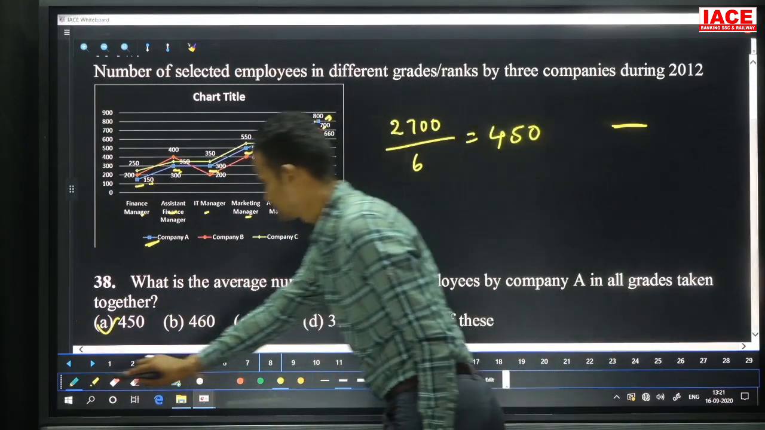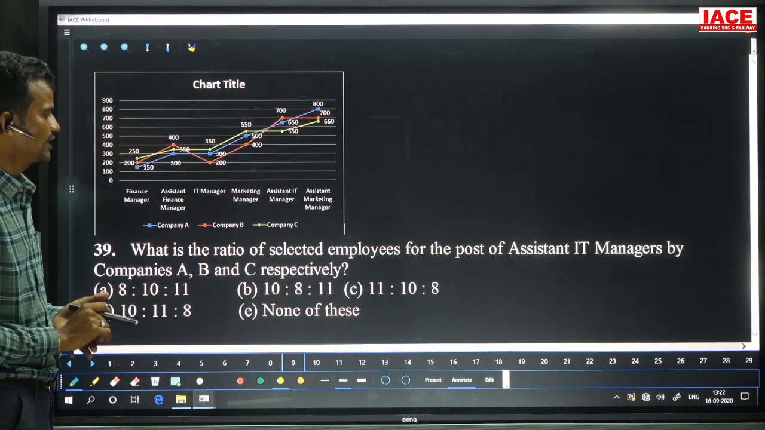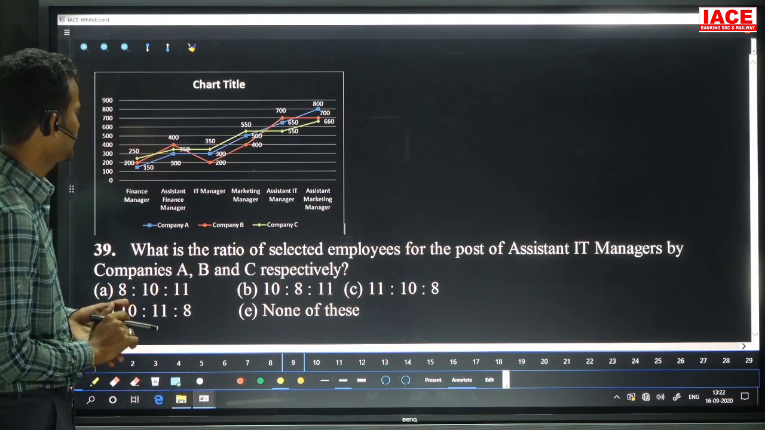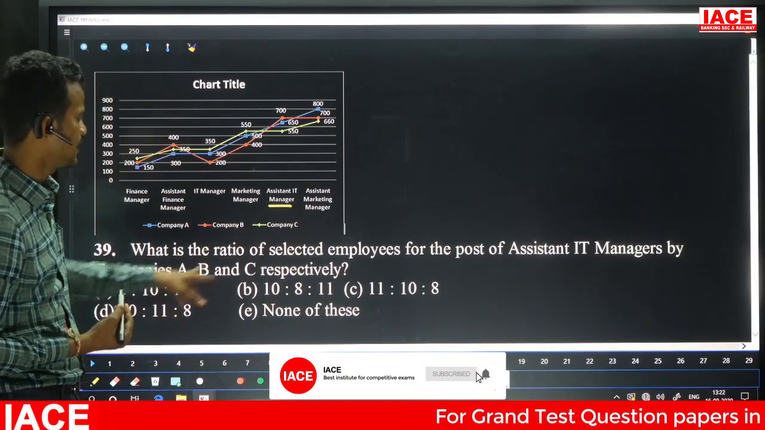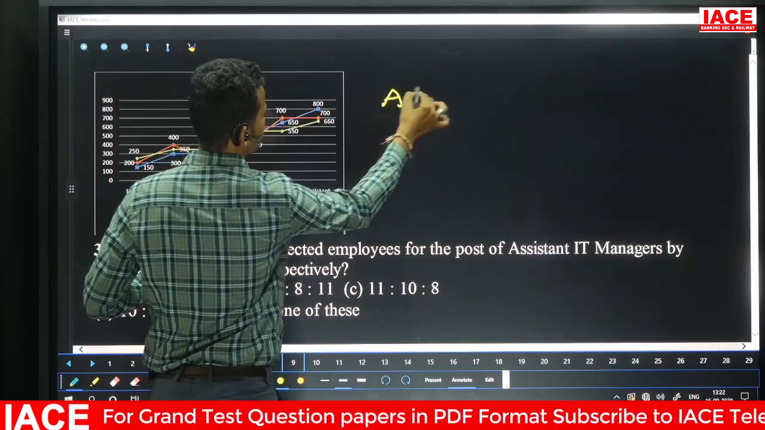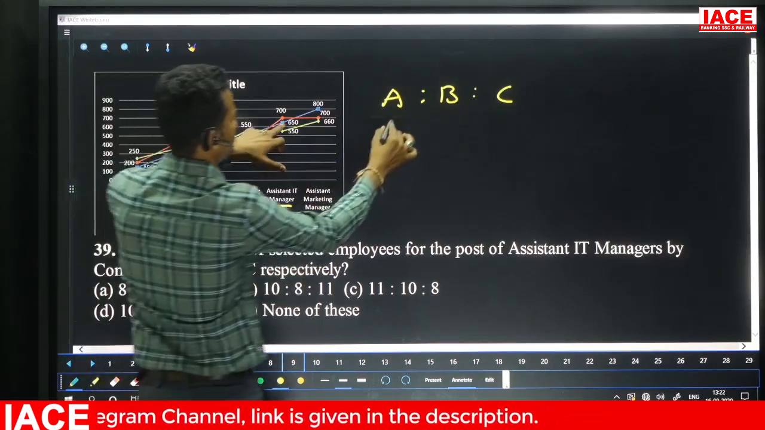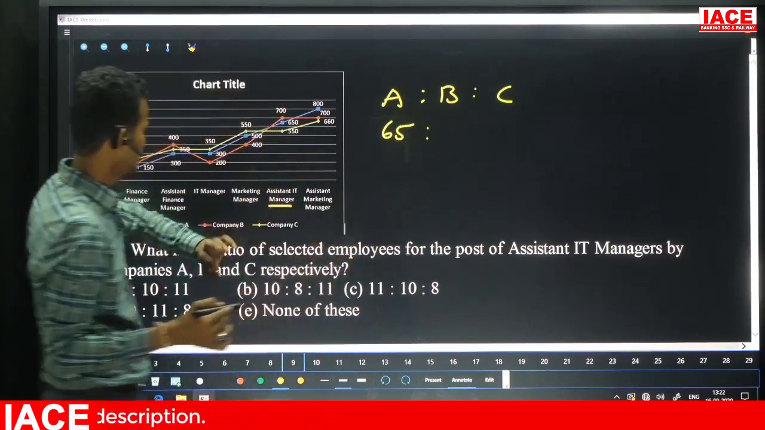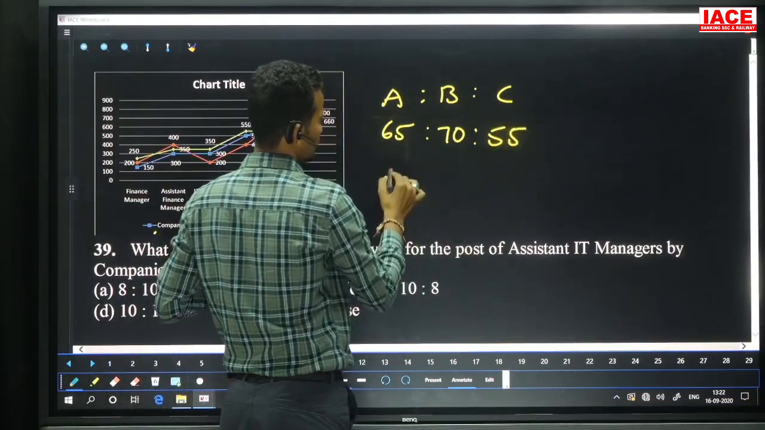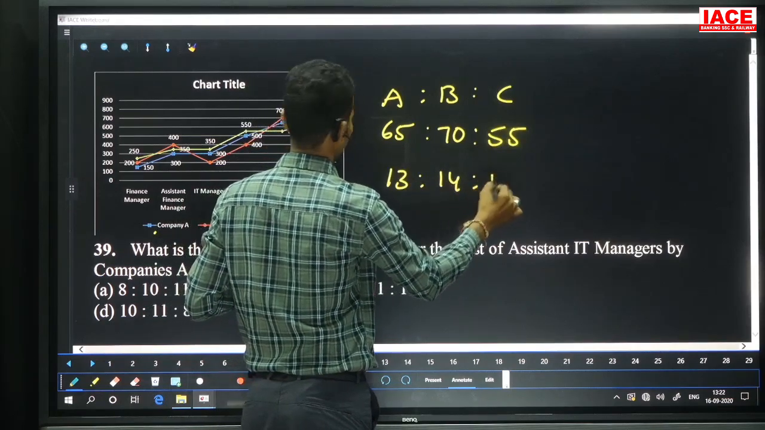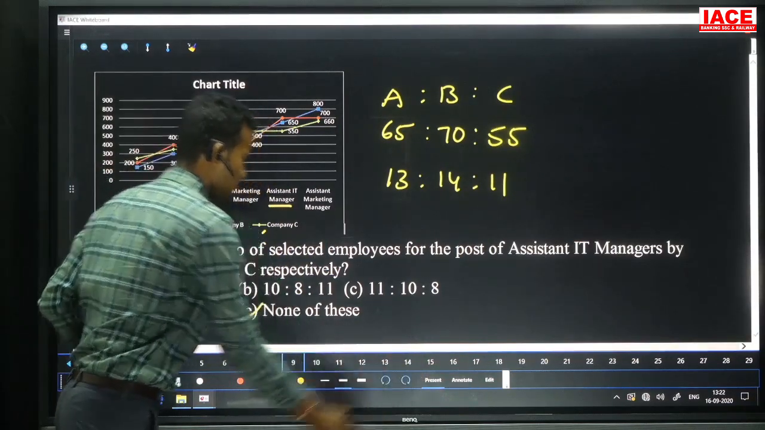See the next question. What is the next question given, sir? What is the ratio of selected employees for the post of assistant IT manager? So this is the assistant IT manager by companies A, B, C. All the companies they are asking. So A is to B is to C, we have to find out. A is a blue line, that is 650. I am writing 65 because all the zeros are common. Red line is 70 and C is 55. So what will become? 5 13s are, 5 14s are, 5 11s are. So what is the answer? So none of this option. Clear? See the next question, sir.